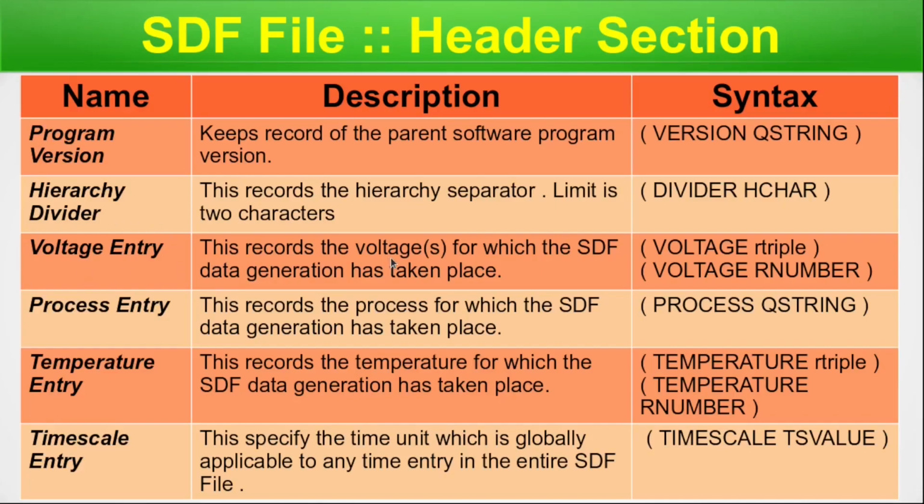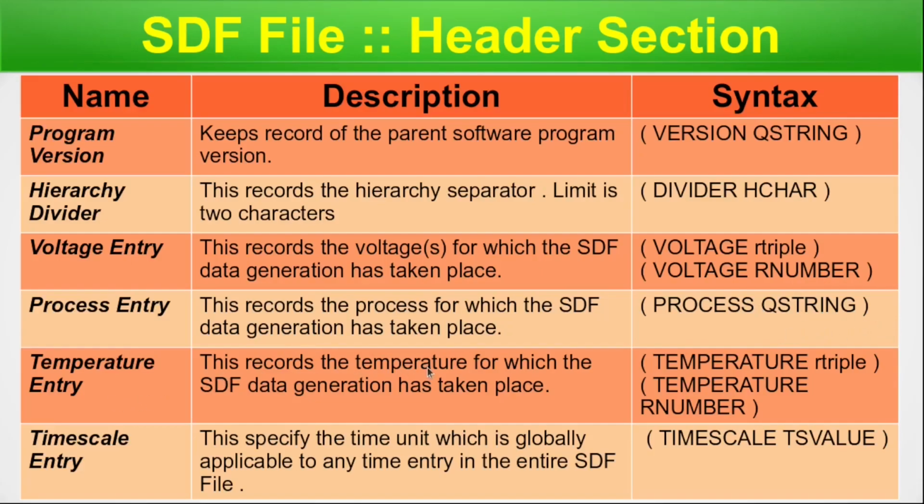Voltage entry. This records the voltages for which the SDF data generation has taken place. So here the format could be voltage then RTRIPLE. At some later slide we will describe this RTRIPLE. It is nothing but 3 real numbers separated by colon. Then another syntax could be voltage then R number. Process entry. This records the process for which the SDF data generation has taken place. It is the process and the Q string.